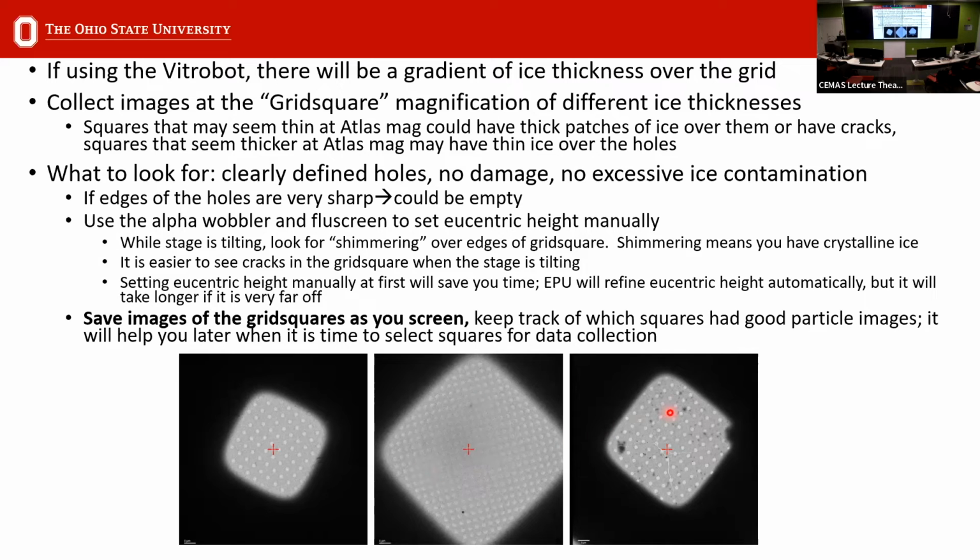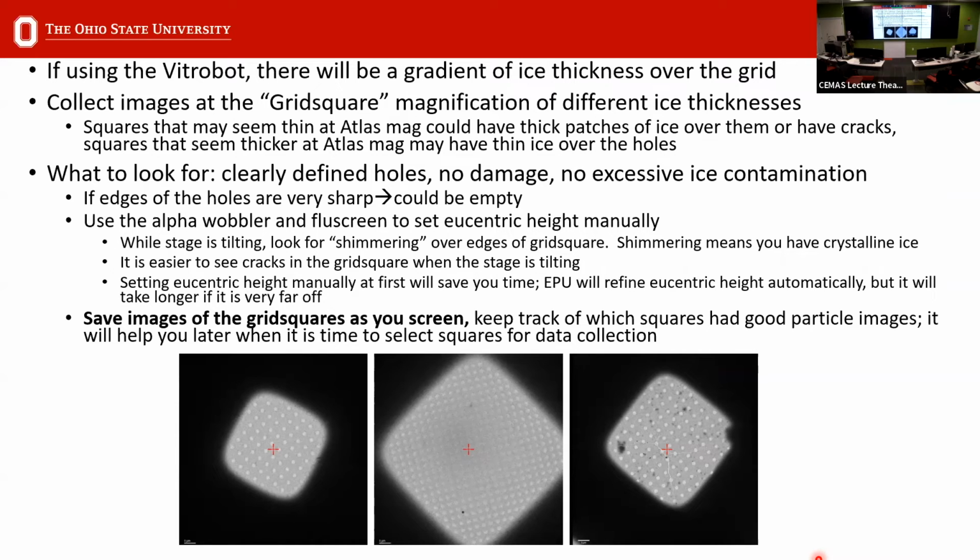Another thing to look for as the stage is tilting are cracks. Some cracks are very difficult to see at a stage tilt of 0, but as it's moving and tilting, the cracks become a little bit more obvious. So if your grid square has a lot of cracks in it as you're collecting data, that's going to cause a lot of drift, and the images that you get from that grid square are not going to be usable. So look for cracks. And the other reason why I strongly encourage users to set eucentric height manually first is because it does end up saving you time.